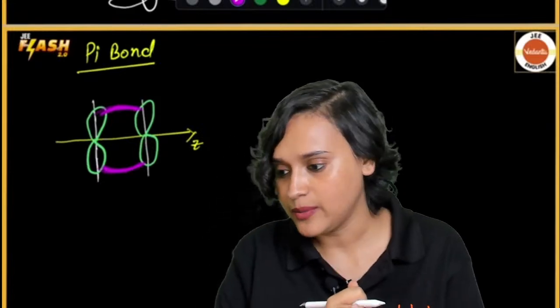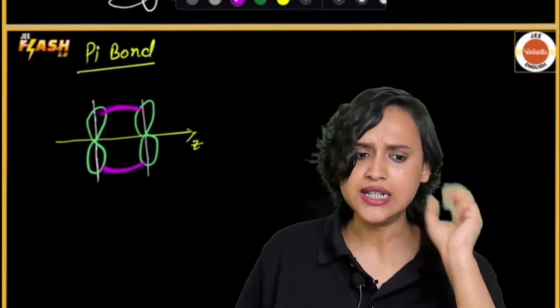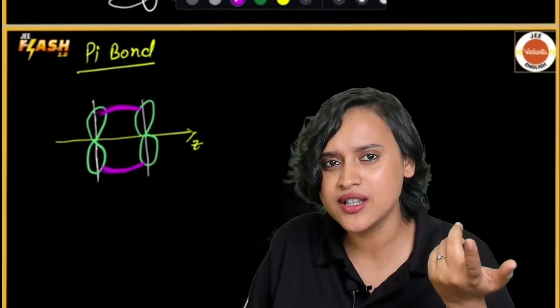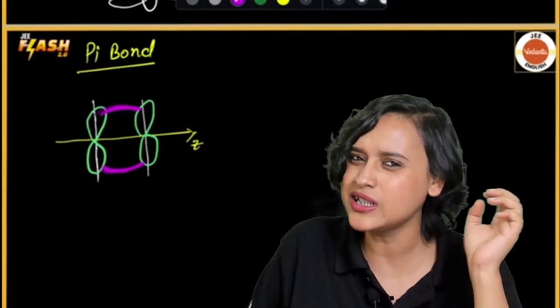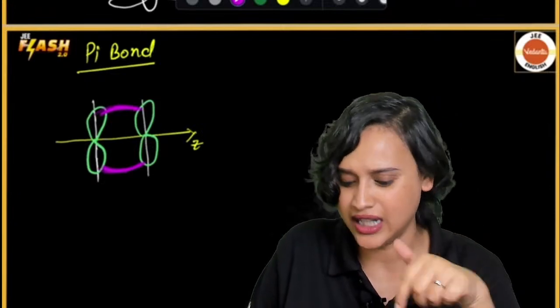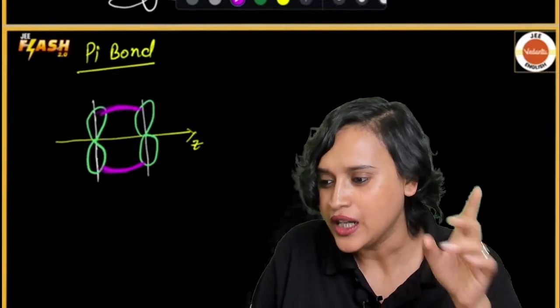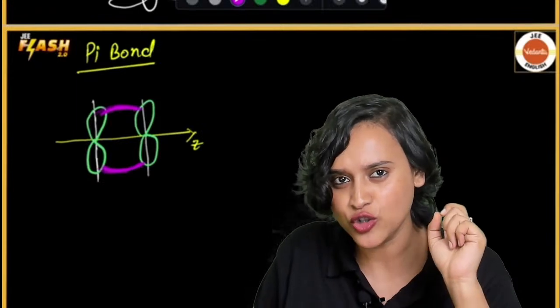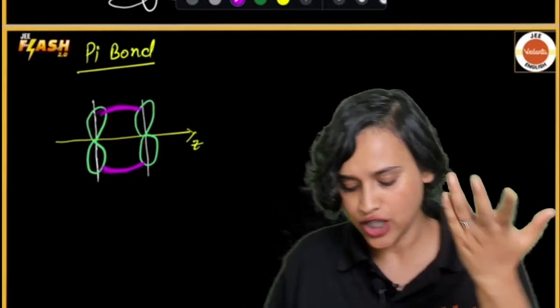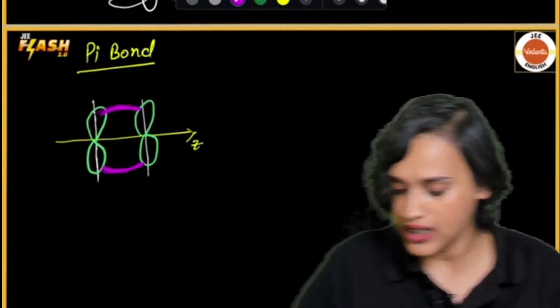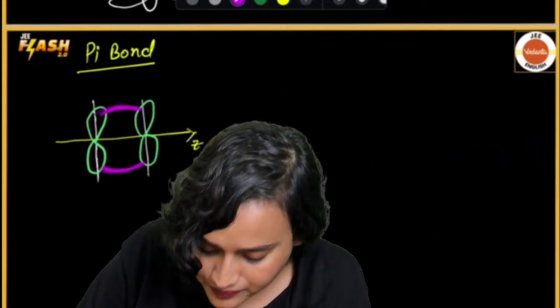But tell me something, everybody. Do you think that d orbitals, what will d orbitals do? D orbitals can also show pi bond, right? D orbitals will also be able to show you pi bond, isn't it? Chalo, let's see.